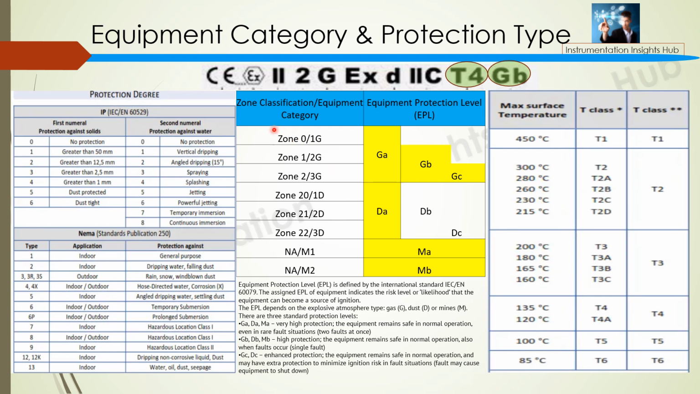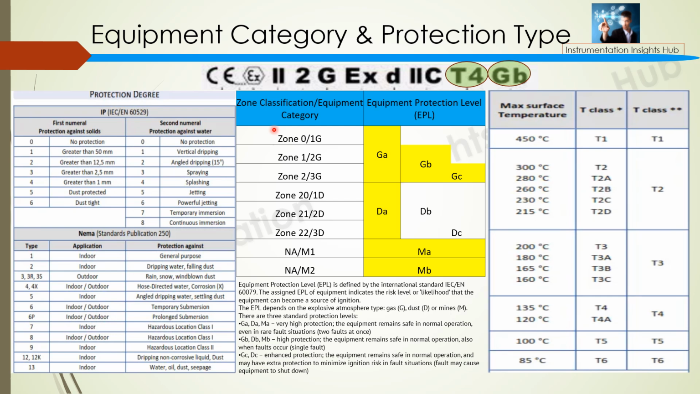Coming to the EPL, this is quite interesting. Equipment protection level is defined by the international standard IEC EN 60079. The assigned EPL of equipment indicates the risk level or likelihood that the equipment can become a source of ignition. So in zone 1, there is GA, GB and GC. GA is a very high protection. The equipment remains safe in normal operation, and in a rare fault situation, two faults at once.